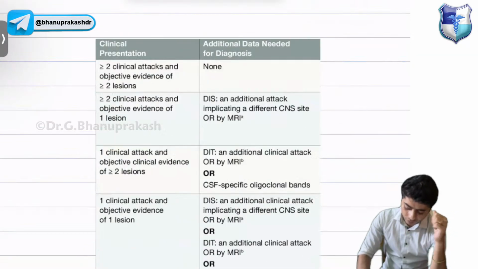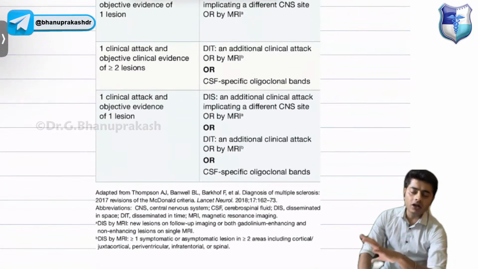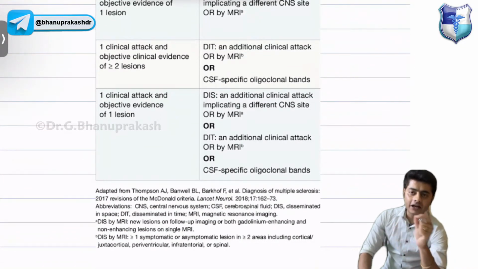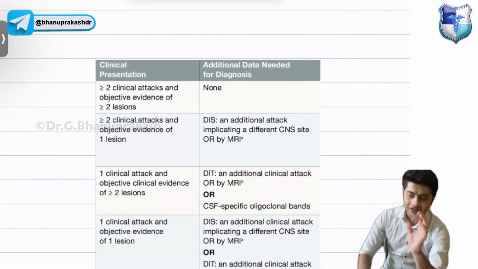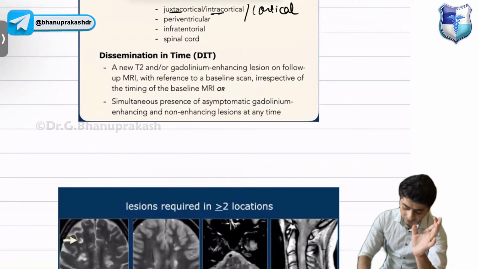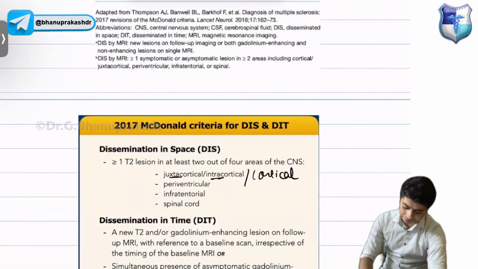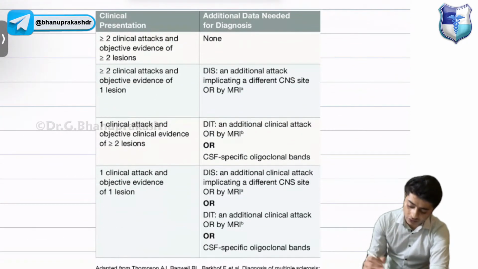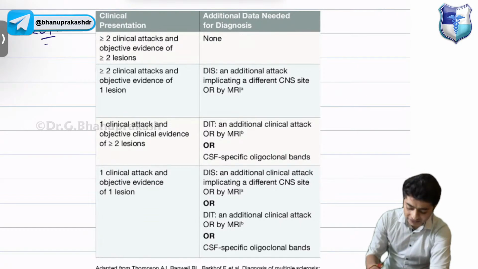Now, before we see the difference between multiple sclerosis and small vessel disease, we will first look into the criteria of multiple sclerosis. So see this. This is the 2017 McDonald criteria. So what does this say?